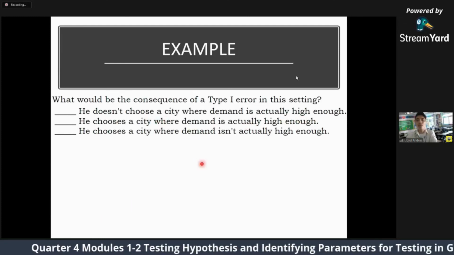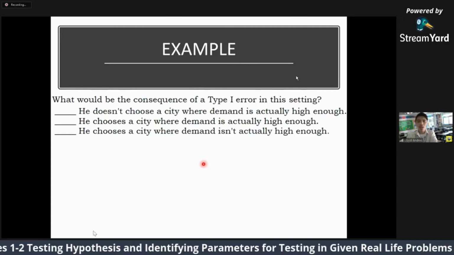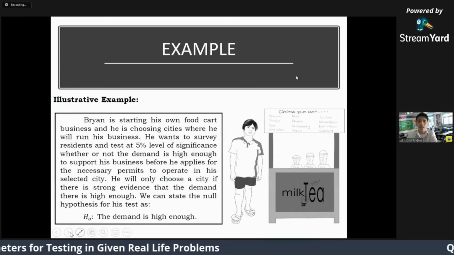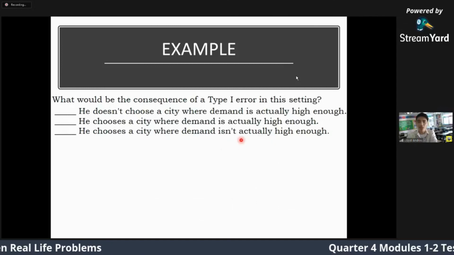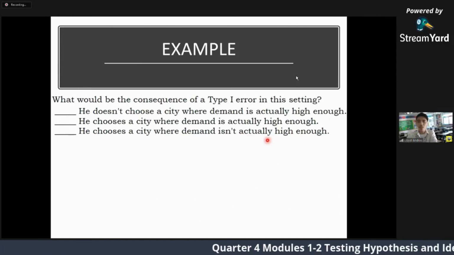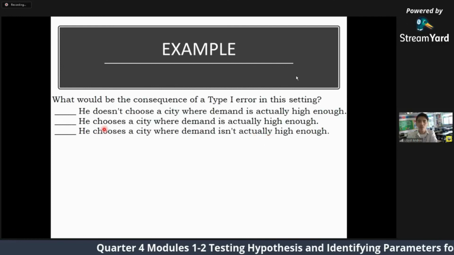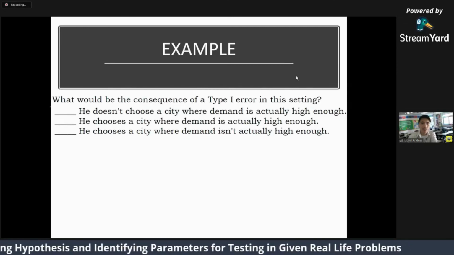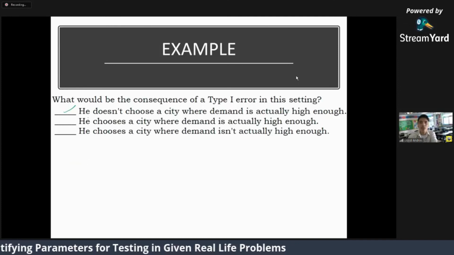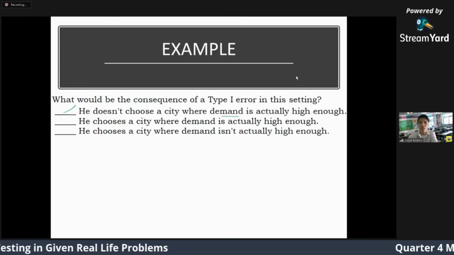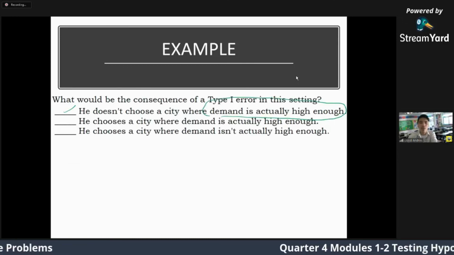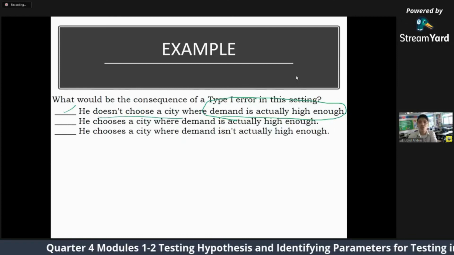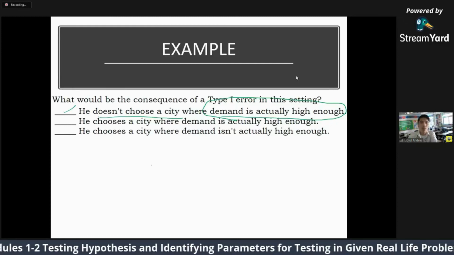So again, for a type 1 error, the null hypothesis is true. The null hypothesis is that the demand is high enough, so it should be high enough. Here it isn't high enough. For the third, the alternative hypothesis is what is false here, so it is not that either. So the answer is actually the first statement. Because in a type 1 error, our null hypothesis is true: the demand is high. That is the null hypothesis. But he did not choose it. So it is a type 1 error.